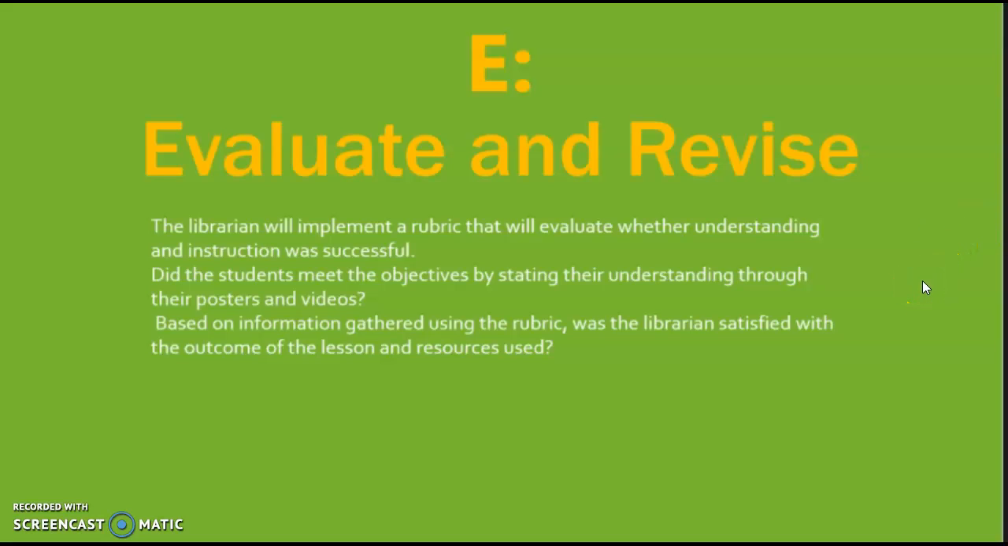E. Evaluate and Revise. The librarian will implement a rubric that will evaluate whether understanding and instruction was successful. Did the students meet the objectives by stating their understanding through their posters and videos? Based on information gathered using the rubric, was the librarian satisfied with the outcome of the lesson and resources used?